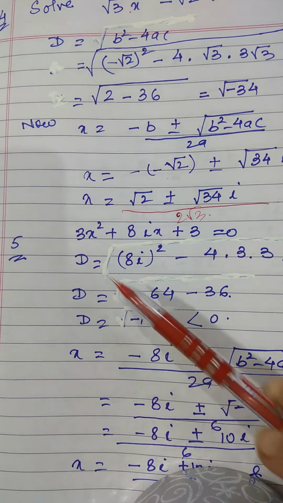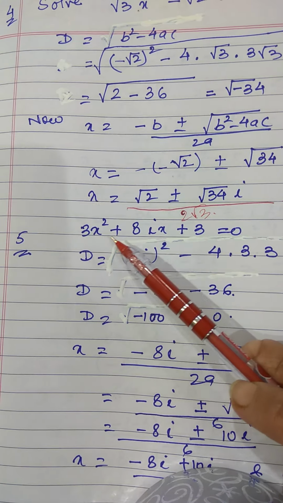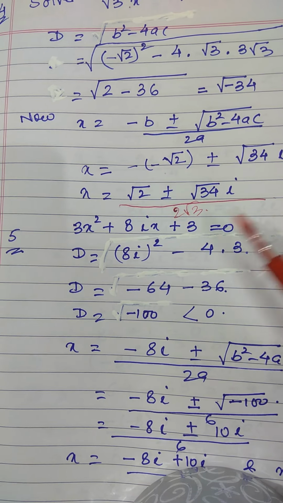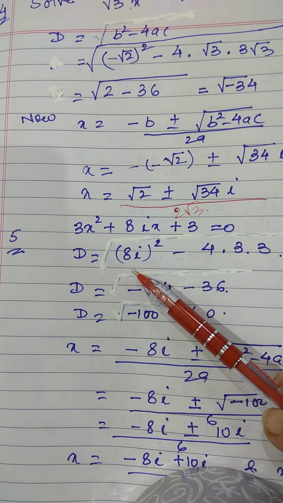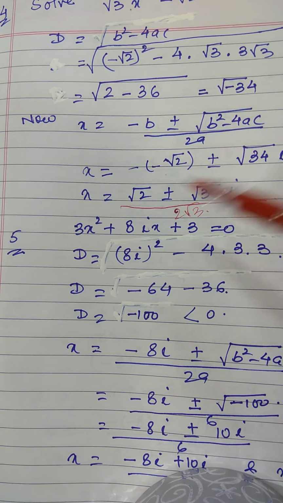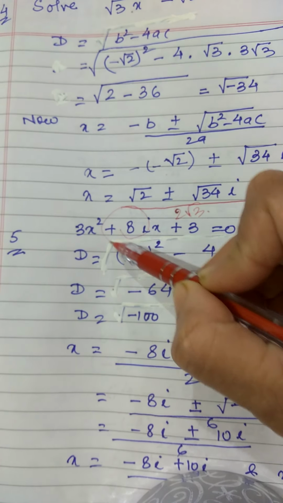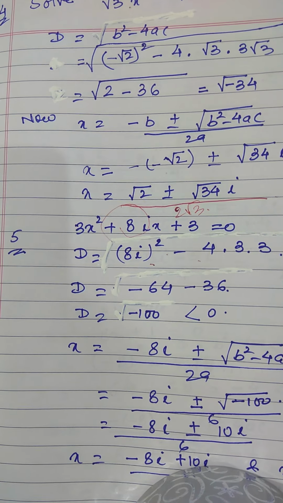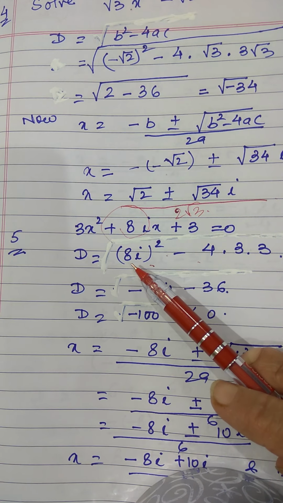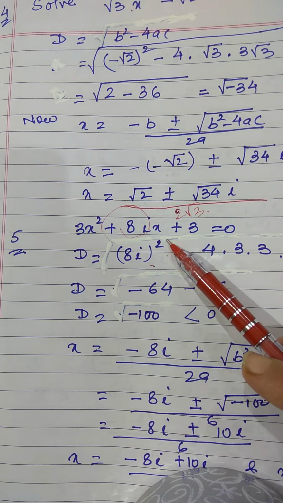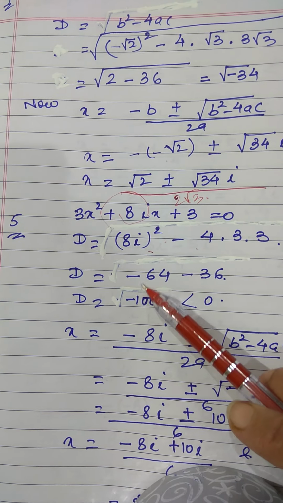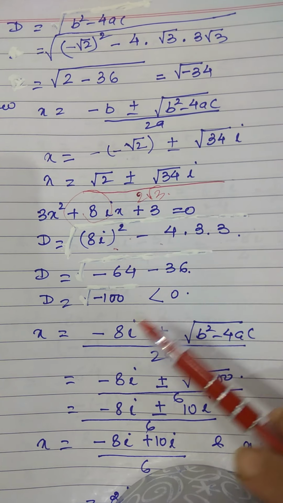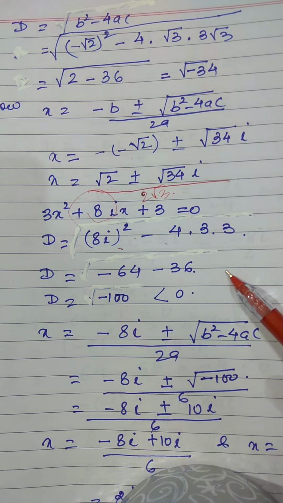Okay, now the next equation is 3x square plus 8 iota x plus 3 is equal to 0. Again we are going to find the discriminant. The coefficient of x is 8 iota. So (8 iota) whole square minus 4ac. So this is 64 iota square. And since iota square is minus 1, this is minus 64 minus 36, which is minus 100. This is less than 0.